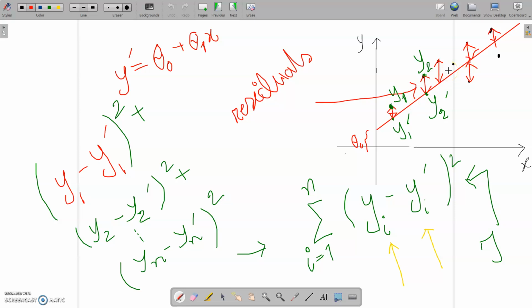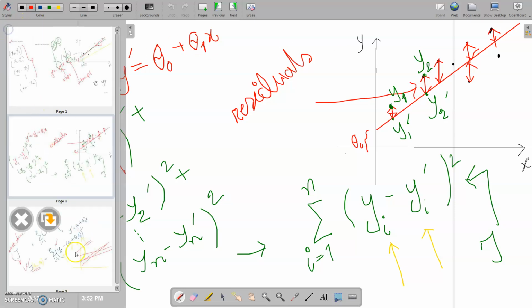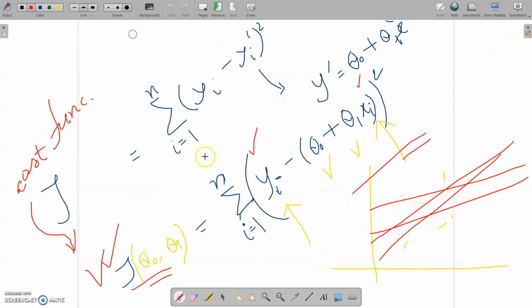Okay, so this is the basic idea of the least square regression method. I hope you have understood this. In the next lecture, we'll see how we can actually solve this function.